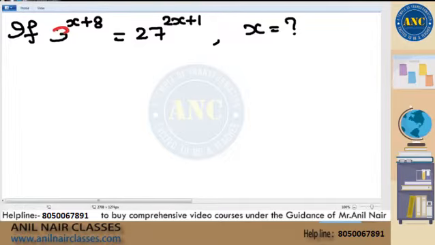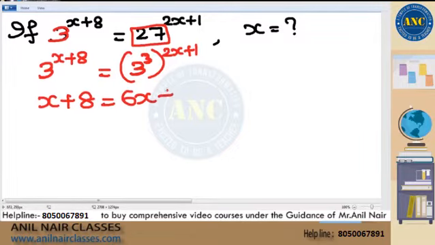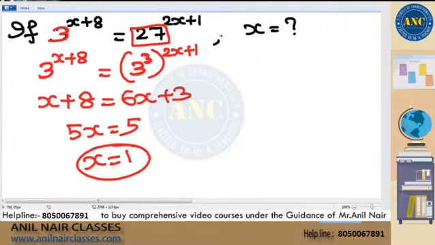Very easy. Base here is 3. Make the base here also as 3 so that I can remove the base and equate the powers. So it is 3 power x plus 8. 27 is 3 cube, to the power of 2x plus 1. So base here is 3, here also is 3. Remove the base. x plus 8 is equal to 3 into 2x plus 1, which is 6x plus 3. You are left with 5x is equal to 5. x is equal to 1. This is one of the ways of solving.